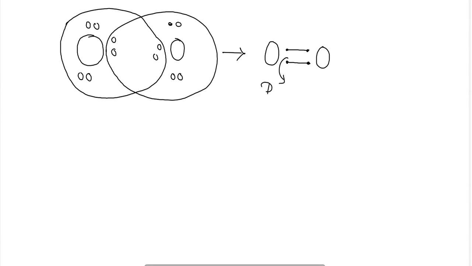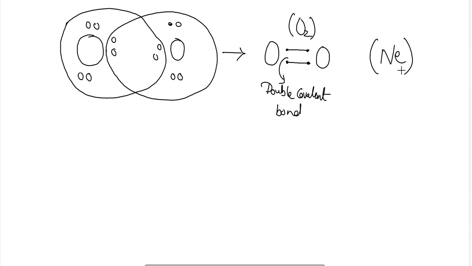It is termed as what? It is termed as a double covalent bond. Now, this is represented as O2, and they have attained the nearest neon electronic configuration.